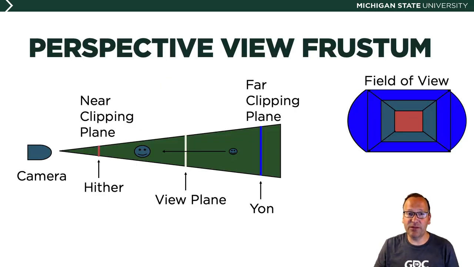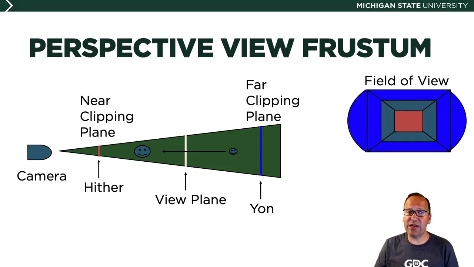The view frustum determines what is rendered to the display. The perspective camera has a pyramid view frustum, with a narrow field of view close to the camera and a wider field of view farther away from the camera. As an object moves closer to the camera, it will appear larger or closer.